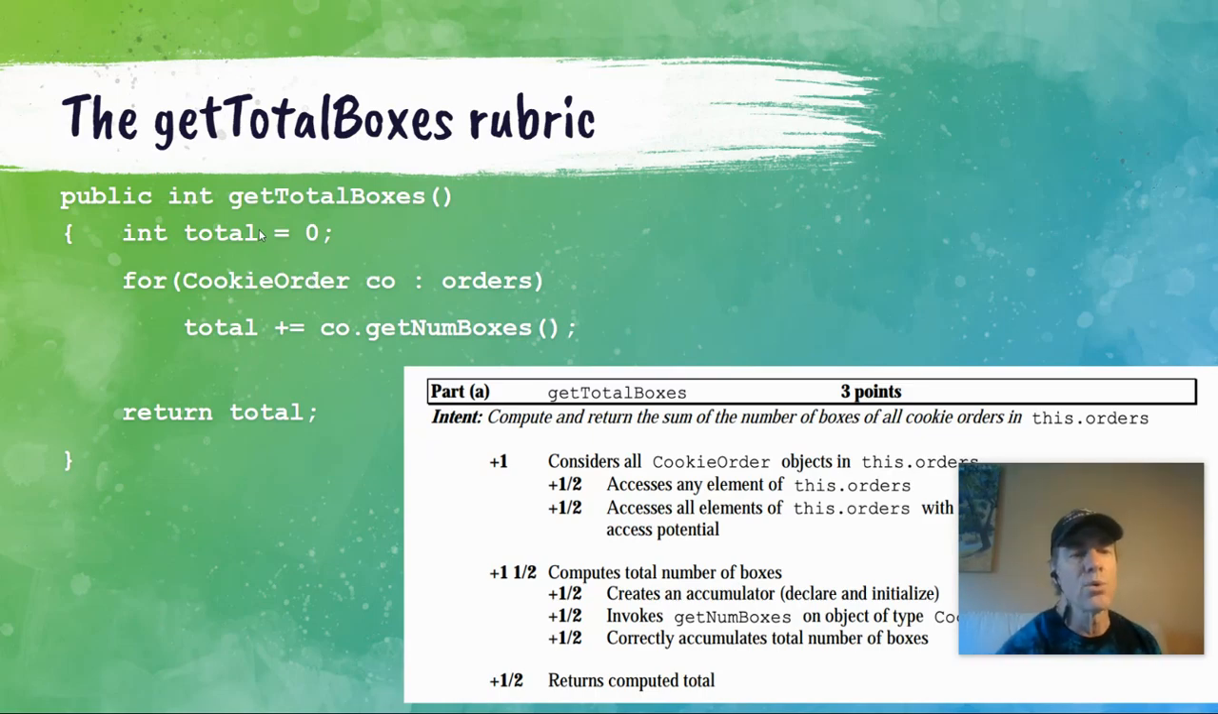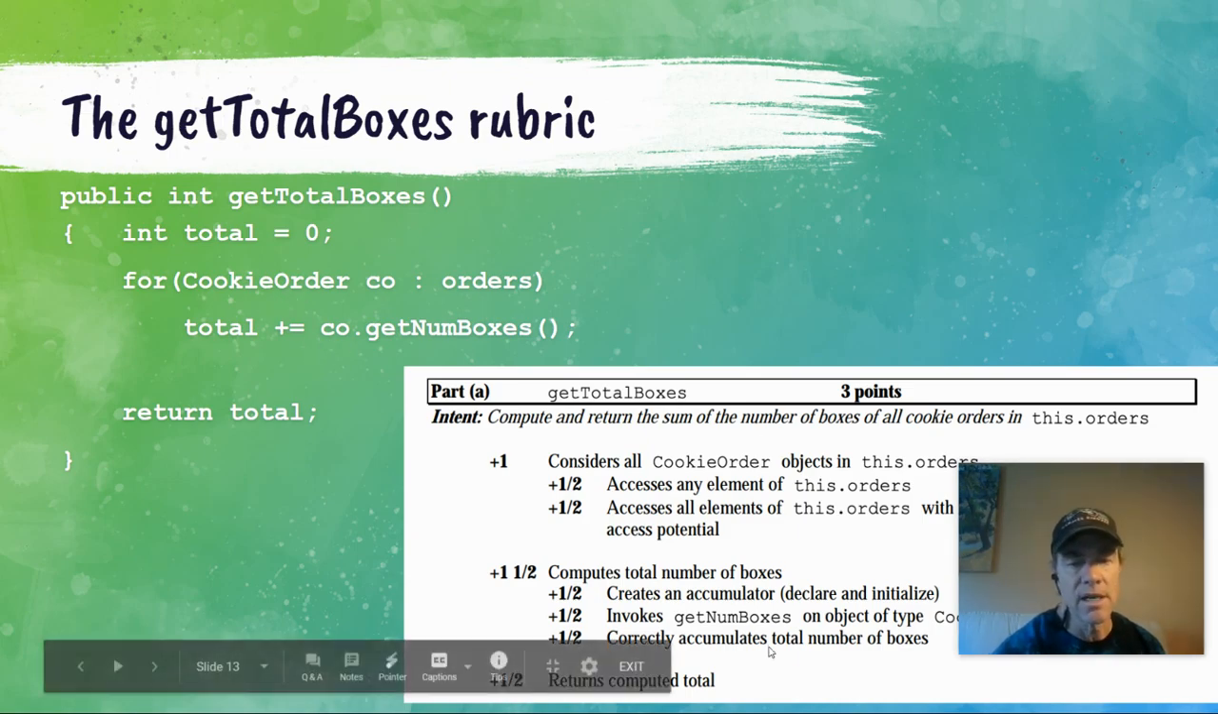You've got to call the num boxes method. I do that, and then quickly accumulate the total number of boxes, and then I return it. So I think I'm going to get all 3 points for part A. Not very difficult. It's a fair amount for number of points. I think 3 for a relatively simple solution.